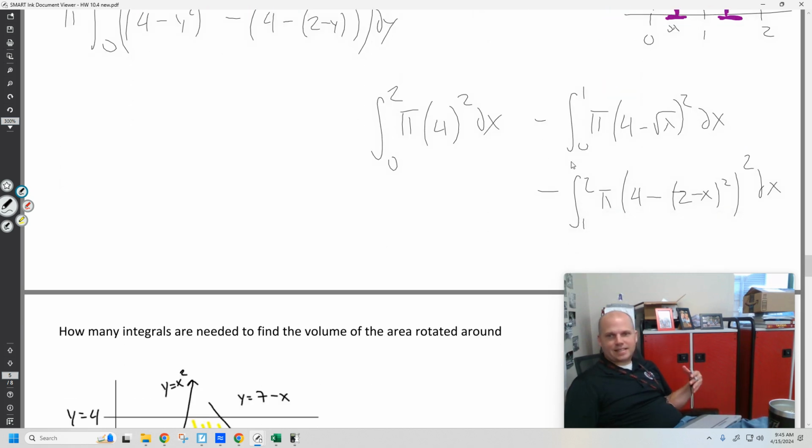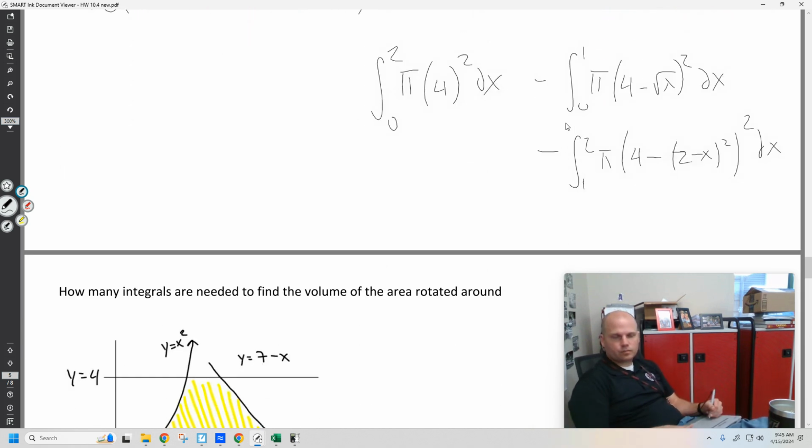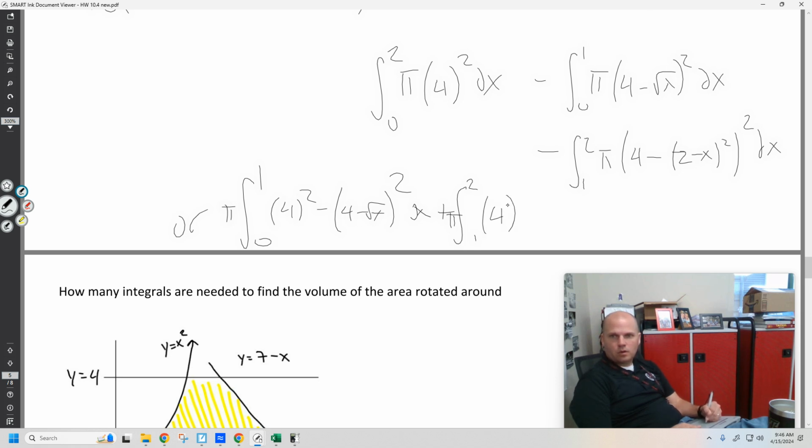You could have had this as just 2 integrals, where you're going from 0 to 1 of 4 squared minus 4 minus root x squared. And then from 1 to 2, don't forget about your pi, you have 4 squared minus 4 minus 2 minus x squared.